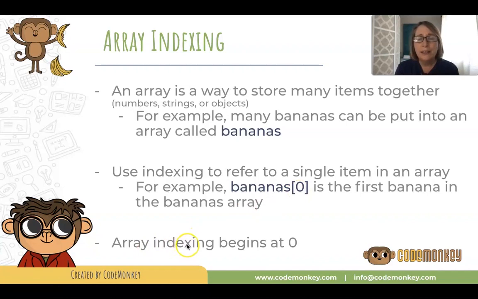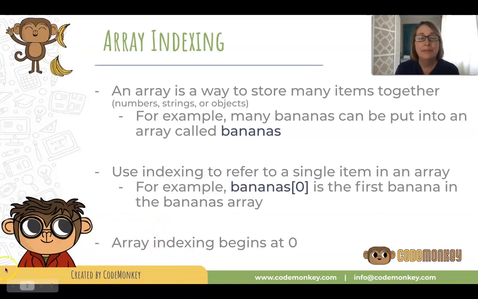Well, array indexing begins at 0. In fact, most counting in coding begins at 0. So if you have 3 items, those items would have the index of 0, 1, and 2.